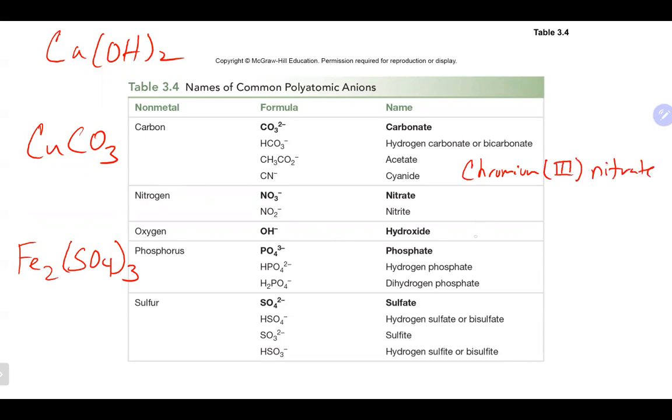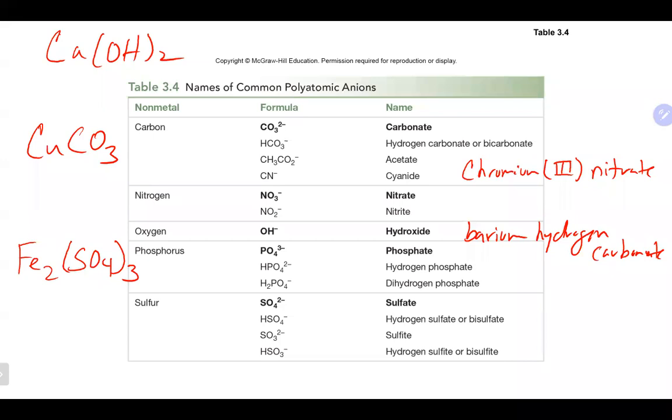Do barium hydrogen carbonate. All right, the two on the right there, let's do formulas and then names for the guys on the left there. Okay, let's take a look.